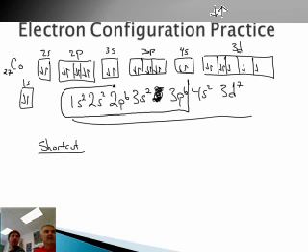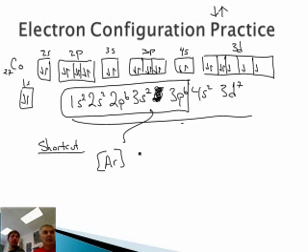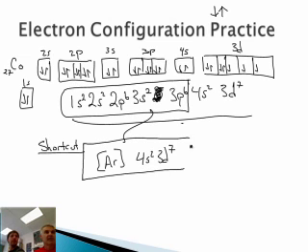This is the electron configuration of argon. So you write bracket argon, and then you just write everything else: 4s2, 3d7. Done. That is the same thing as writing this.